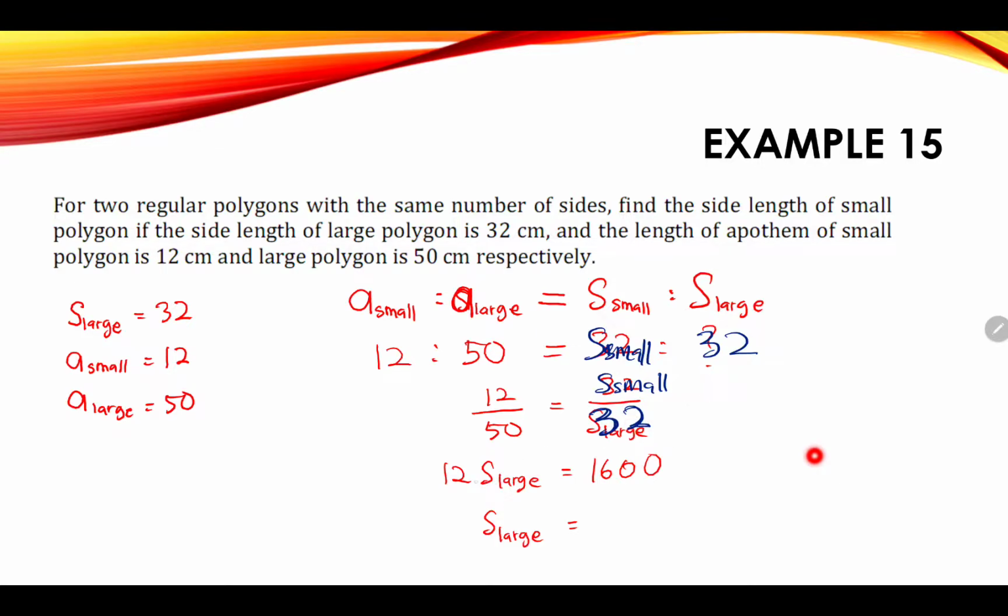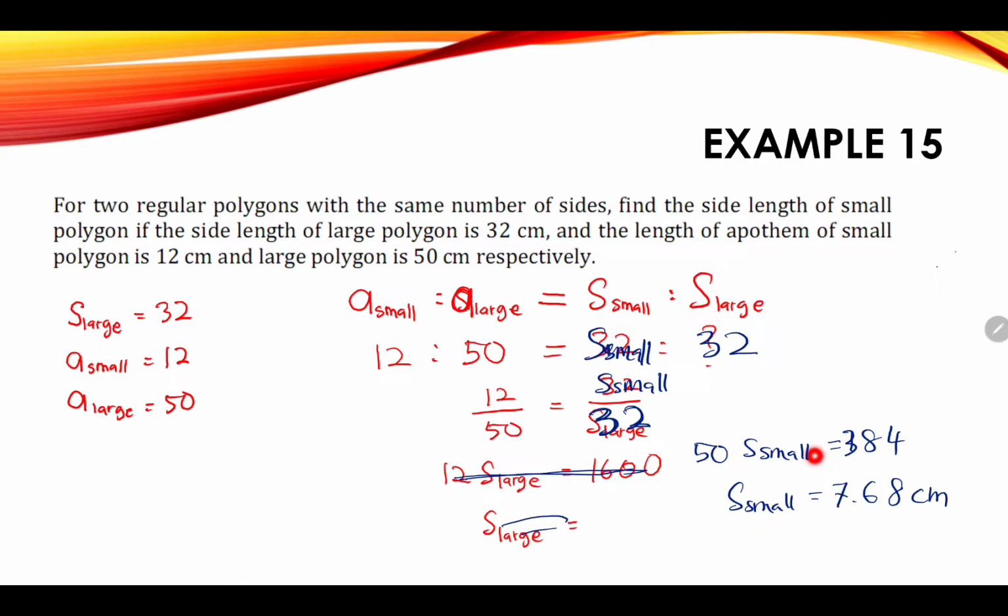Okay. So dekat sini akan jadi 50 S small equals 12 darab 32. Okay, 384. So S small equals 384 divide by 50. So dapat jawapan 7.68 cm. So side of the small polygon is 7.68. Okay, semua ni kita tulis dalam bentuk ratio.